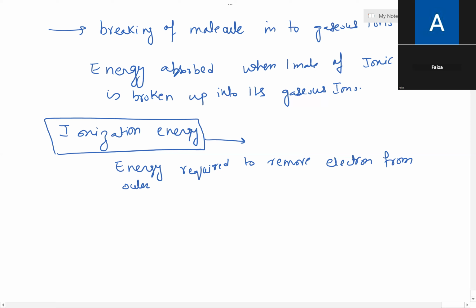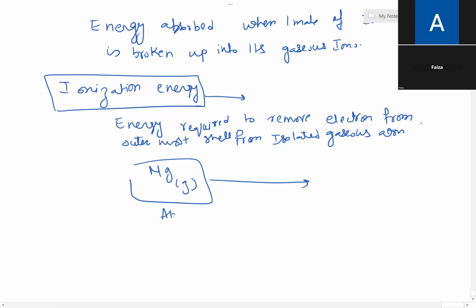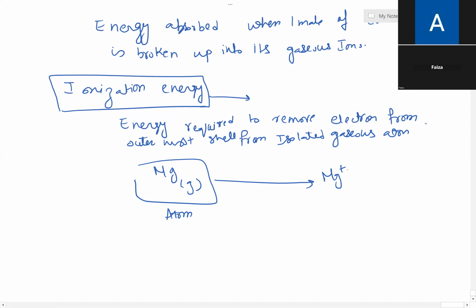from the outermost shell from an isolated gaseous atom. This is a must. I told you whenever you are going to remove an electron, that atom should be in gaseous state. Whenever you are making an atom into an ion, we should have the atom in a gaseous state. We remove one electron in this way. This is called the first ionization energy.